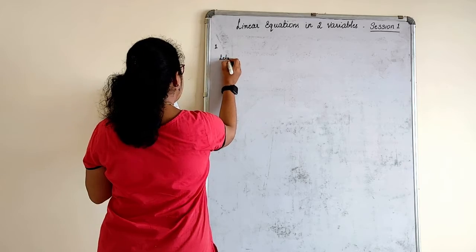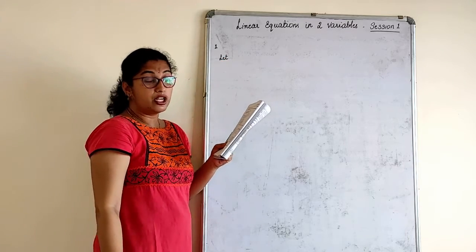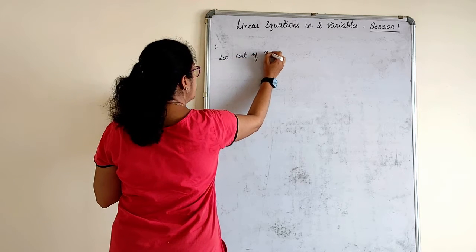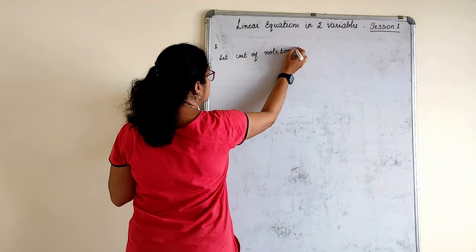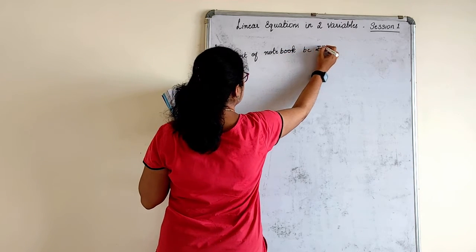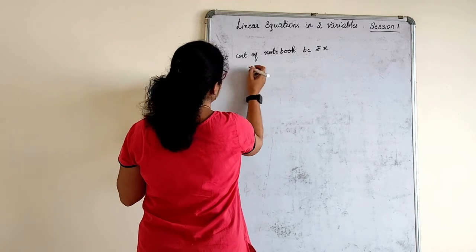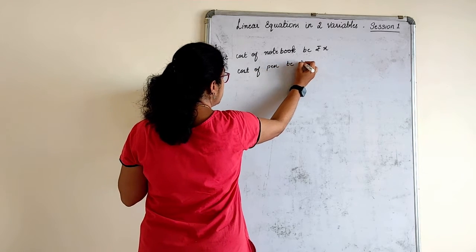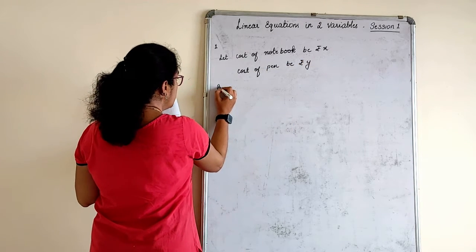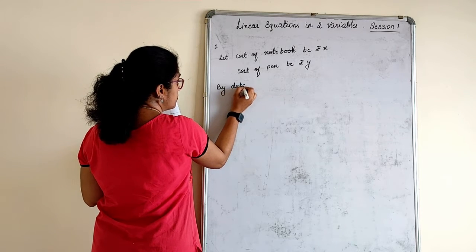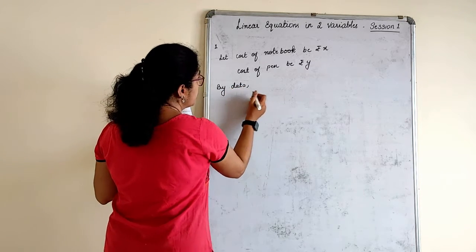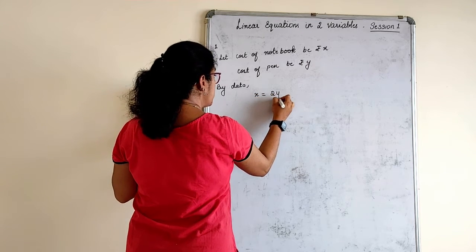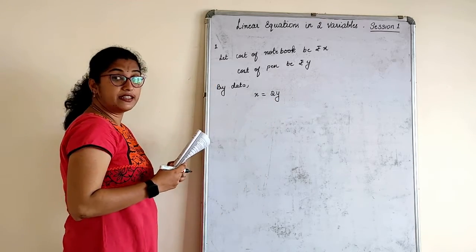A cost of a notebook. So let, a hint is given here, but in examinations the hint will not be given. Let the cost of a notebook be rupees x and the cost of a pen be rupees y. By data, the cost of the notebook is twice the cost of the pen. That is what I have written here.